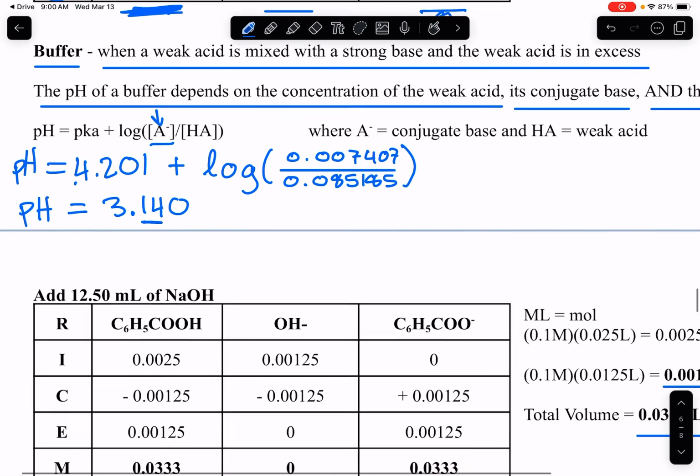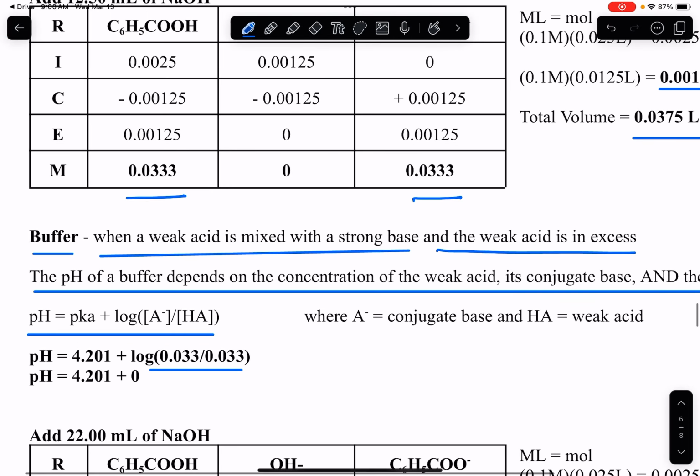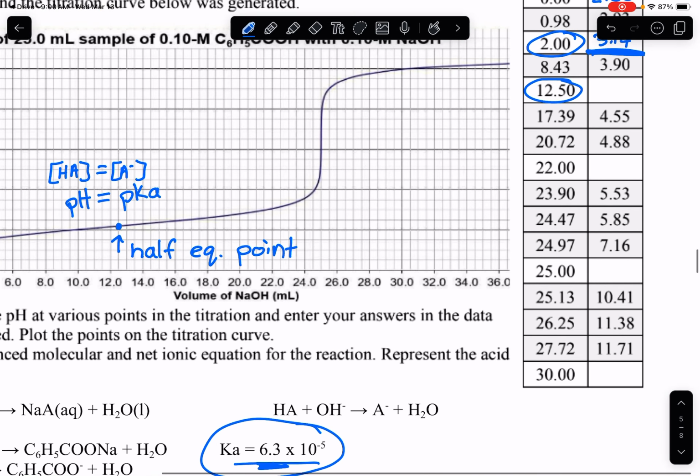All right, so now we are going to move on to after you've added 22 milliliters of NaOH. Oh wait, we can add in our pH up here. So this is the 4.20. Now I want you to solve this on your own. Pause and work this out.